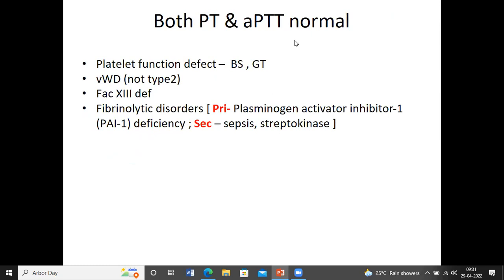When both PT and aPTT are normal, this can be due to platelet function defects such as Bernard-Soulier syndrome, Glanzmann thrombasthenia, and it is also seen in von Willebrand's disease, except type 2. Factor 13 deficiency is another rare condition which can present with both PT and aPTT being normal, and also fibrinolytic disorders, which can be either a primary cause or a secondary cause such as sepsis or drugs like streptokinase, etc.